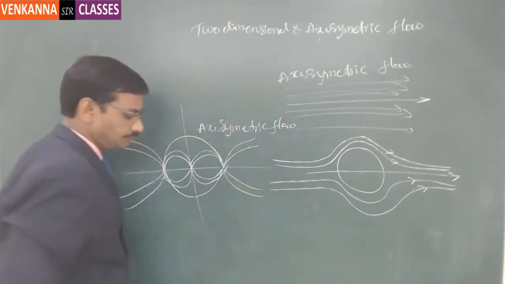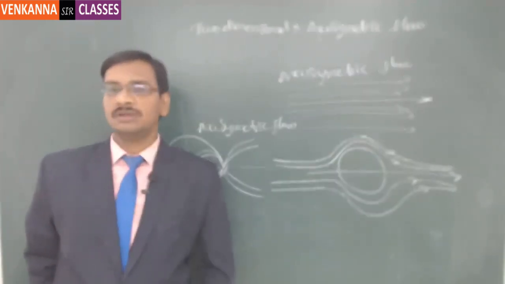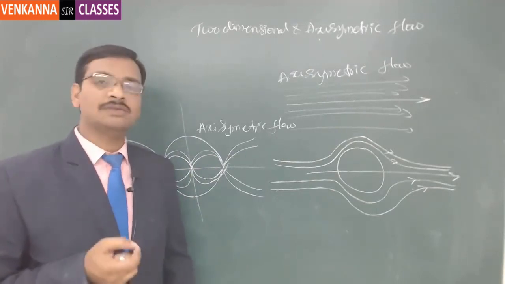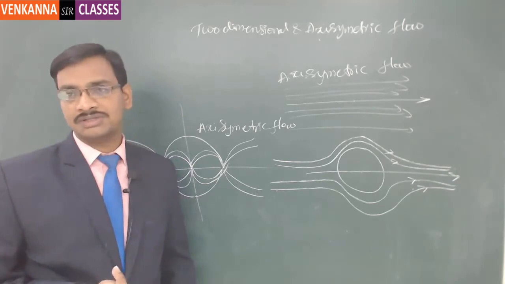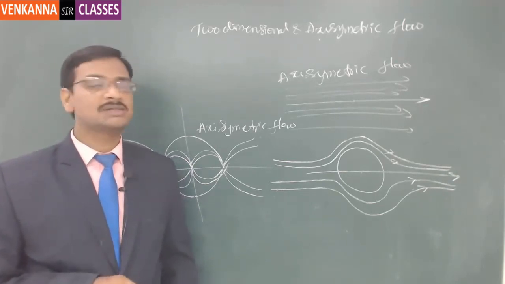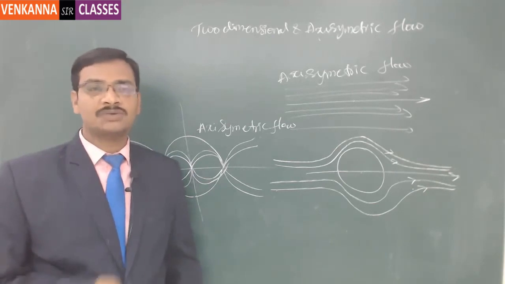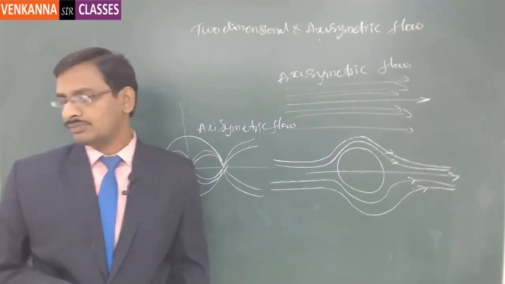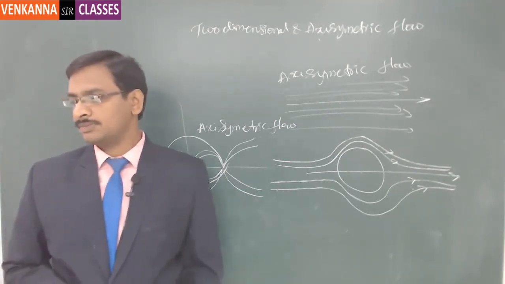So in case of two-dimensional axisymmetric flow, the problems that are going to be asked involve the presence of sources and sinks. For that you should find out the complex potential and the streamlines. If those streamlines are symmetric, then we say it is an axisymmetric flow. If it is non-symmetric, we say it is simply two-dimensional flow. Clear? Any questions on this?